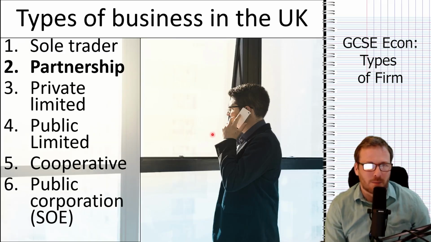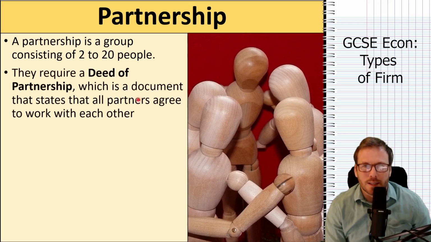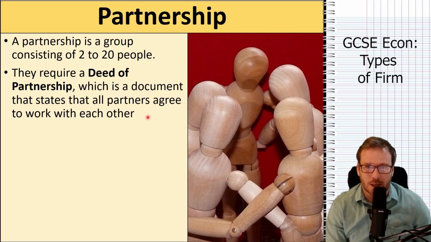Next is a partnership. So in England, this is considered to be between 2 and 20 people. It requires a deed of partnership to sign up for it, and you're basically agreeing the terms of ownership. I might put in a smaller amount than the rest, but they benefit from my expertise, and therefore I might own a larger percentage of the business.